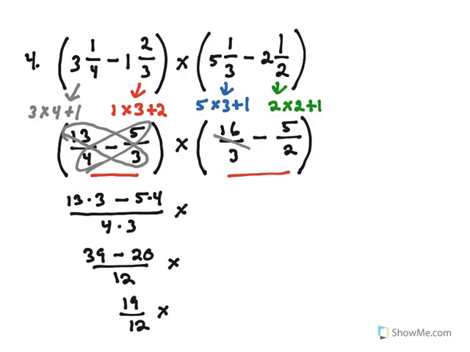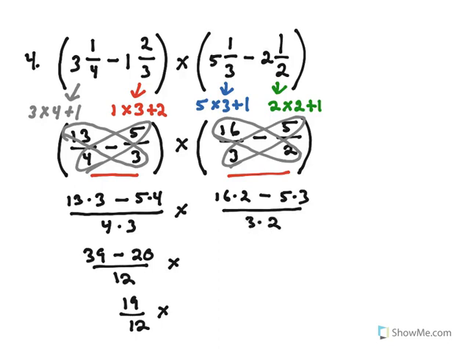Okay, and we could just do that right here. All right, and then we're just going to write that as 16 times 2, take away 3 times 5, or 5 times 3, all over the two denominators that multiply together, which is 3 times 2. And then, of course, we can go ahead and finish this off.